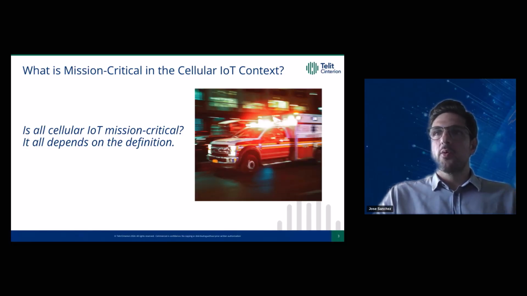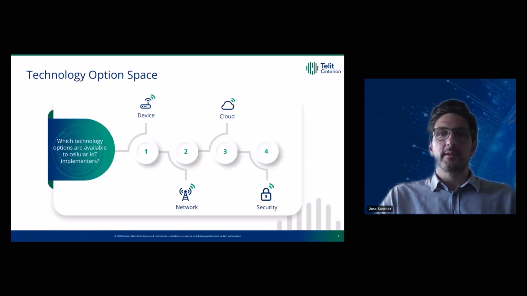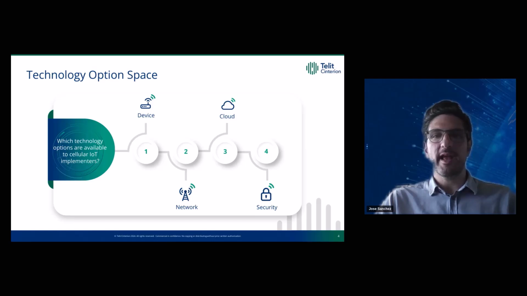So what are the technologies that can be used in the mission critical context? What are the technologies that implementers have at hand to implement an application that complies to the specifications of the mission critical space and market? How can you actually deliver the experience you need to your customers? Obviously there are many technologies. There are also processes that can be implemented to deliver mission critical applications.